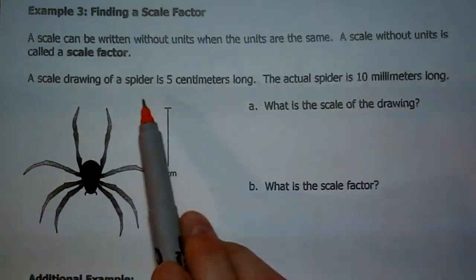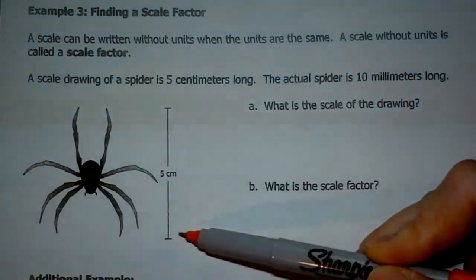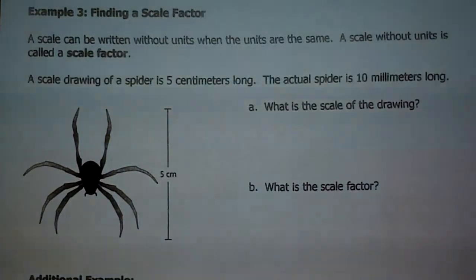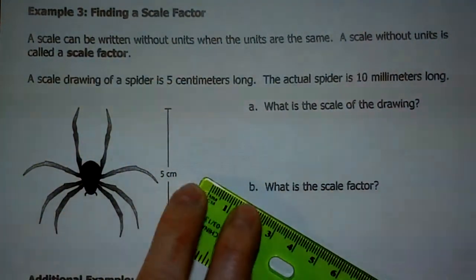A scale drawing of a spider is 5 centimeters long. So the drawing is 5 centimeters long. The actual spider is 10 millimeters long. So that's about a centimeter. So it's actually not that big.